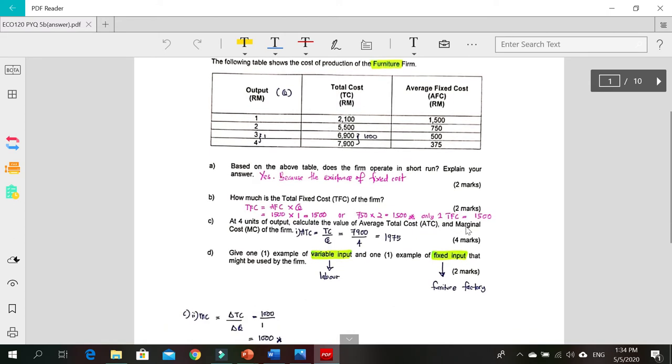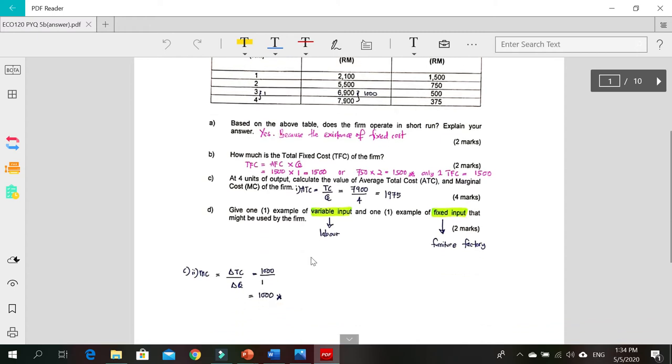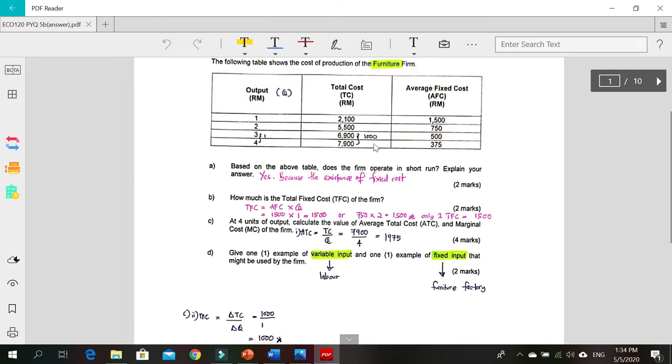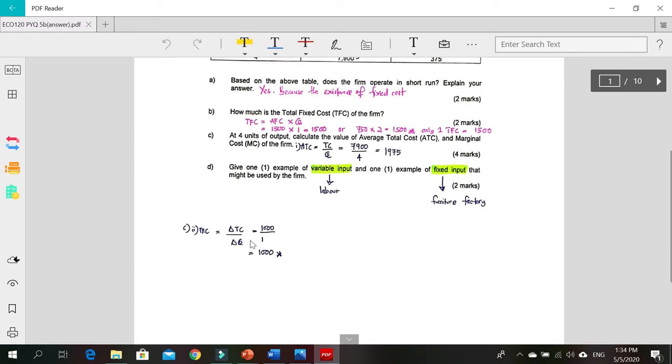And then satu lagi dia nak marginal cost, the value of marginal cost. Okay, marginal cost is the change in total cost over the change in quantity. So change in total cost masa quantity 4, 7,900 tolak 6,900 is equals to 1,000. 4 tolak 3 equals 1. So 1,000 over 1 equals 1,000. You dapat the answer here.